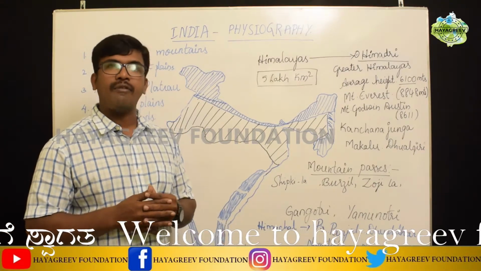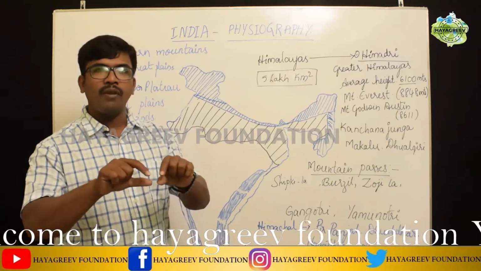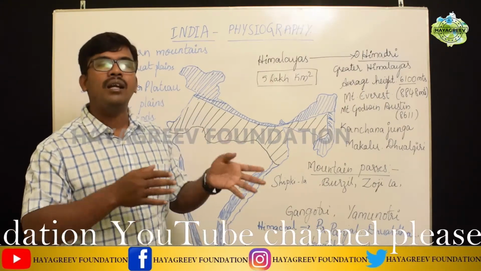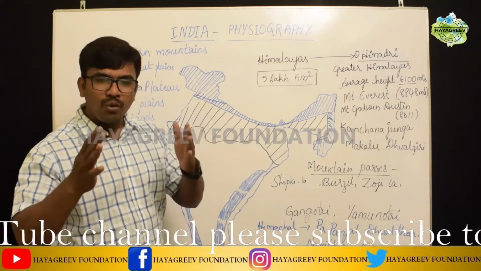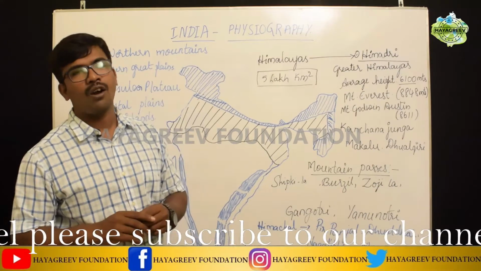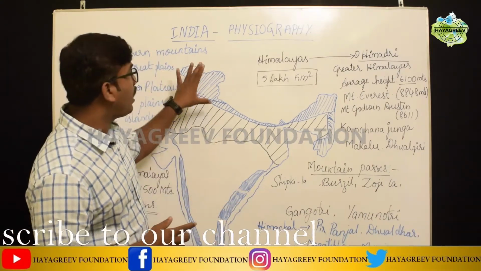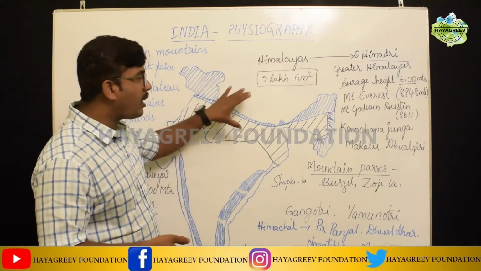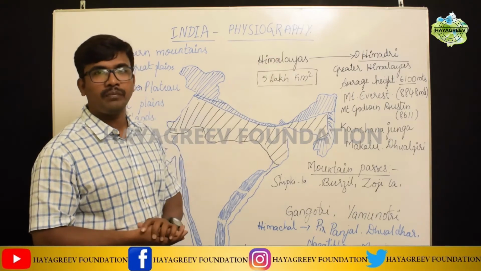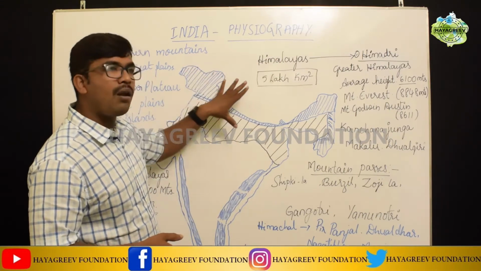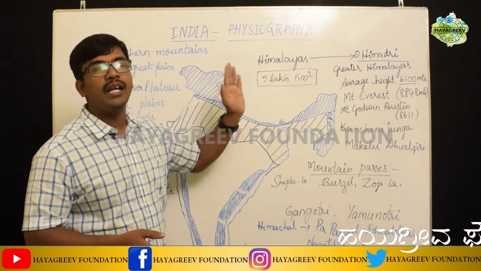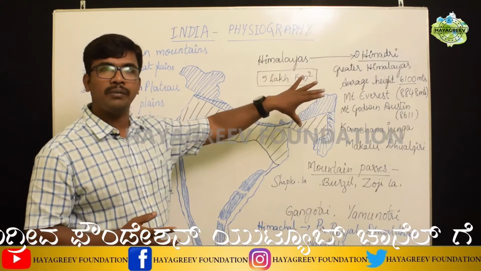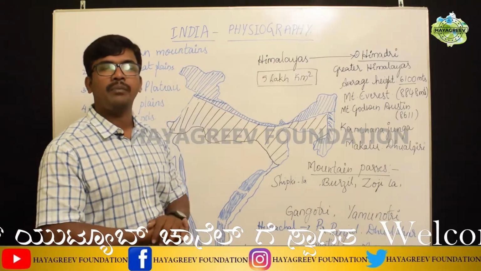You know students, after constructing a house, to protect it we construct a compound, so that dogs or thieves should not enter the house very easily. Like that, we have a natural compound, that is nothing but the Himalayas. It is protecting us from the enemies. Many times the Himalayas have protected us from the enemies. So it acts like a natural frontier.